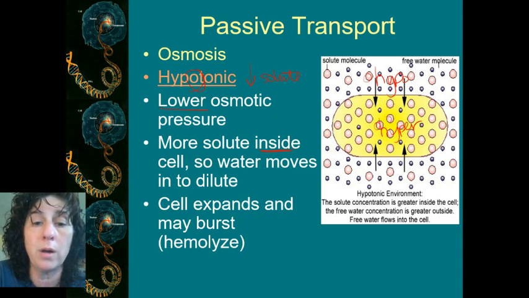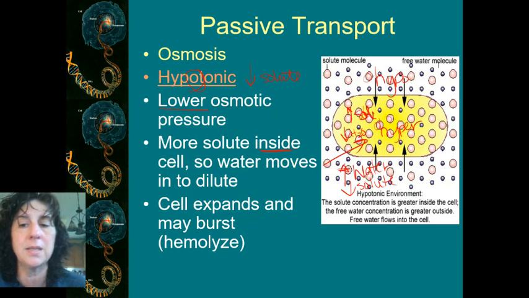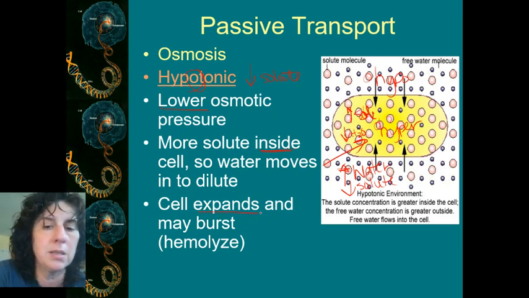I have more water outside. This is high water out here, right? High water, low solute. This is high solute. Notice they're opposites. High solute and low water. So water moves to where there's a lot of water to where there's less water. We're going to move into the cell, and then that means that the cell is going to get bigger.